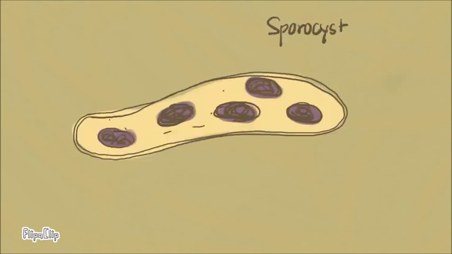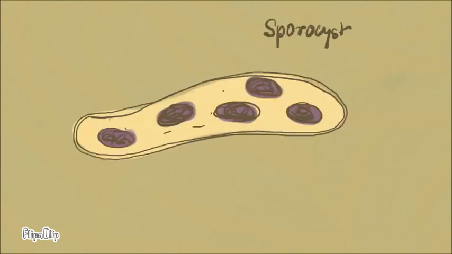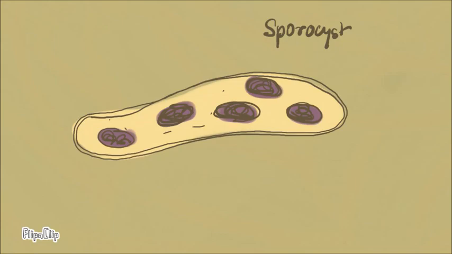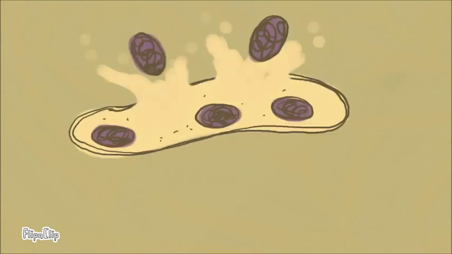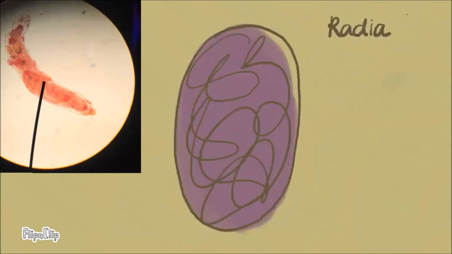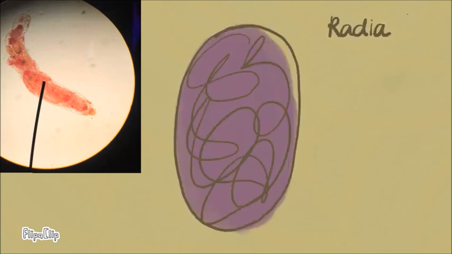At this stage, it can divide to form more sporocysts or rediae, which are contained in the cyst inside the snail's body. The sporocyst has no mouth and gut, but it can absorb nutrients through its body wall. When time passes by, rediae leave sporocysts and move freely inside the host. At this stage, it has a mouth and gut used for absorbing nutrients. It can also reproduce asexually to form more rediae or cercariae.